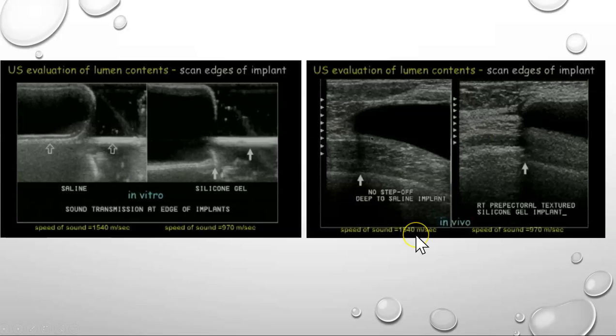In vivo, we can utilize this to determine what type of implant the patient had. So with a saline implant, the pectoralis major will be contiguous behind the implant. In a silicone implant, the pectoralis major has a drop-off due to the speed error artifact, and you can see the wall simply drop off and then go behind the implant.